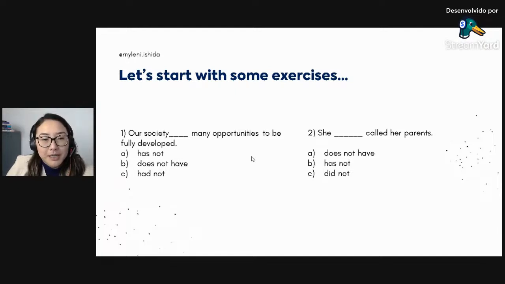I have two exercises. The first one is: our society many opportunities to be fully developed. Letter A has not, letter B does not have, or letter C had not. What is the correct answer? A, B, or C? Let's start with number one. Okay? You can put in the comments.